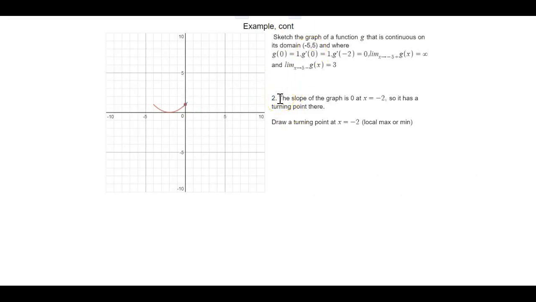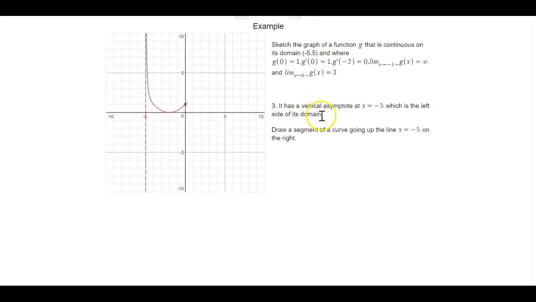The second thing we took from this, the slope of the graph is 0 at x equals -2. So it's its turning point there. So you can draw a little curve at x equals -2. Draw local max or min. I drew a local min in this case.